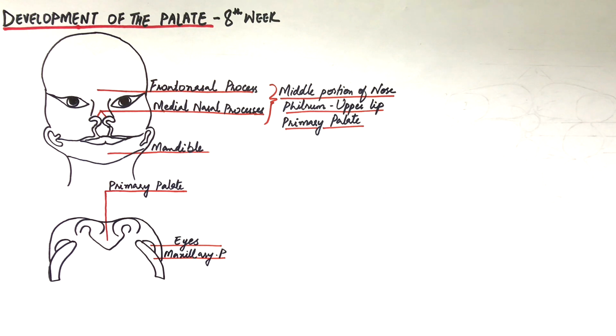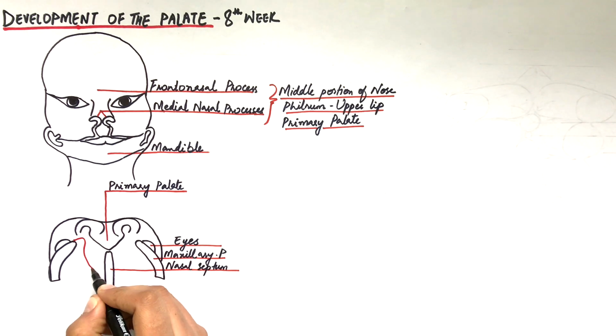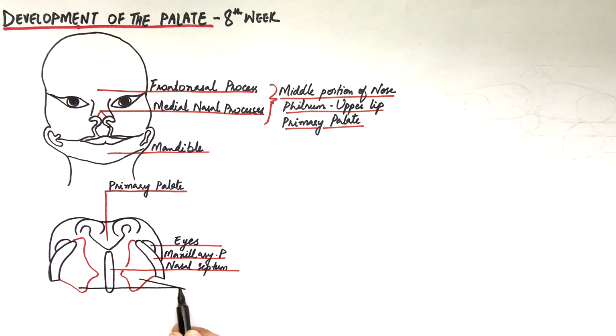A single outgrowth, which extends from the frontonasal process into the oral cavity, called the nasal septum, and paired outgrowths that extend from the inferior medial edges of the maxillary processes on both sides. These processes are called the palatine shelves. Initially, the palatine shelves are directed medially and downwards on each side of the tongue.